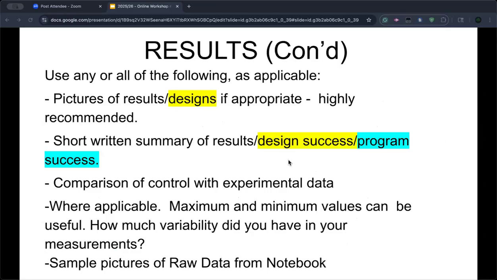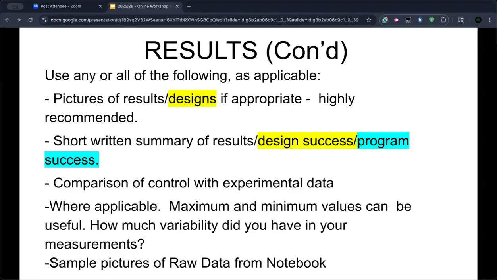Okay, so pictures of results and designs, if appropriate, are highly recommended because it's really reflective of your results as a whole, and pictures are really helpful for results because they're easier to interpret than if you just wrote about your results. And it is important to have a short summary of what happened, like any results, design success, or program success. So make sure you do include that, but it's great to have pictures alongside so it's easier to understand.